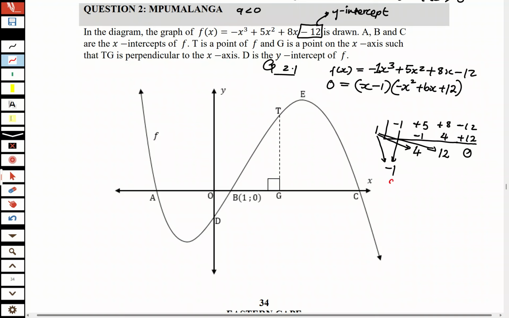So now this becomes your A, your B, your C. If you have to check, A is negative 1. What is C? C is positive 12. What is B? B will be 4. So you just say, okay, now this is 0 into x minus 1 into minus x squared plus 4x plus 12.